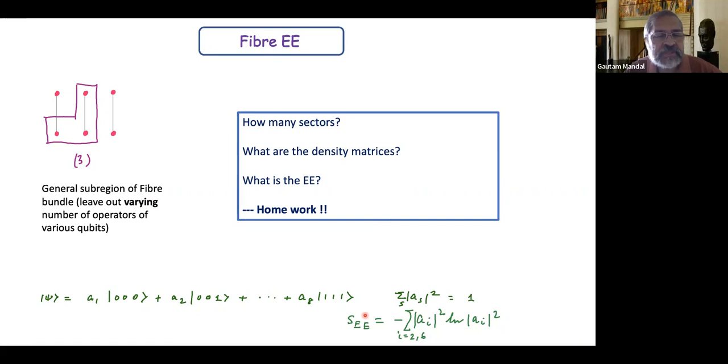Okay, so it's this guy and the 6th fellow here. So there are 2 sectors only, and you can work out the corresponding density matrices and so forth. So it's something that is doable, and it's concrete. Okay, that's all I wanted to say, but I'm not deriving it. Okay, good.